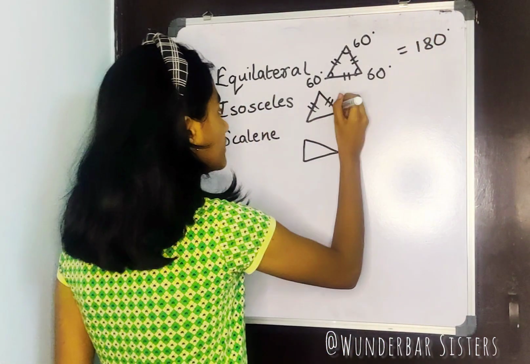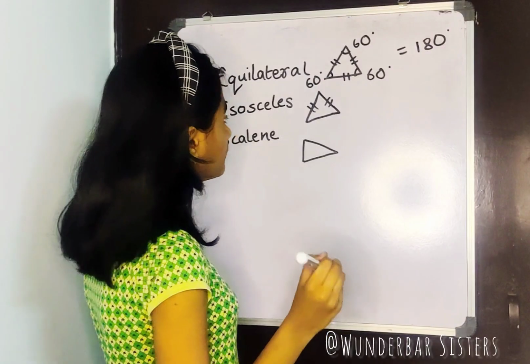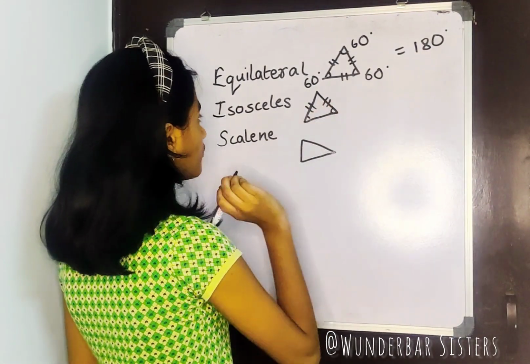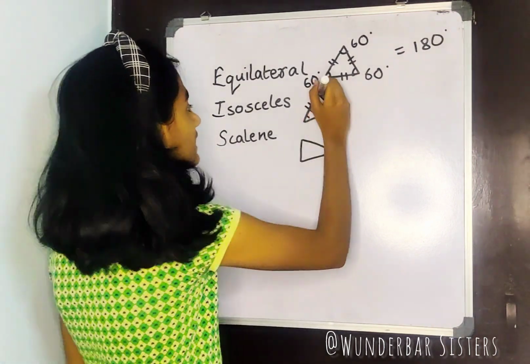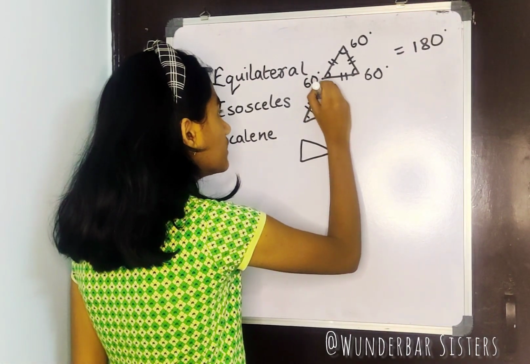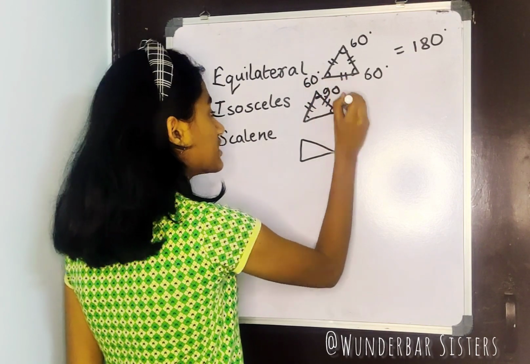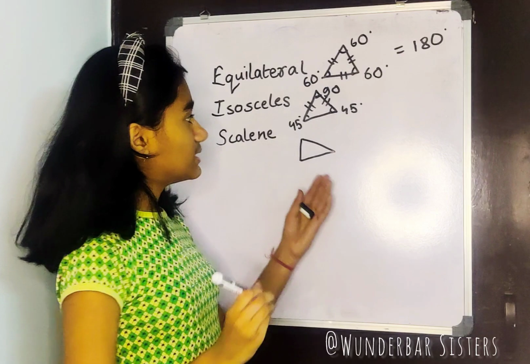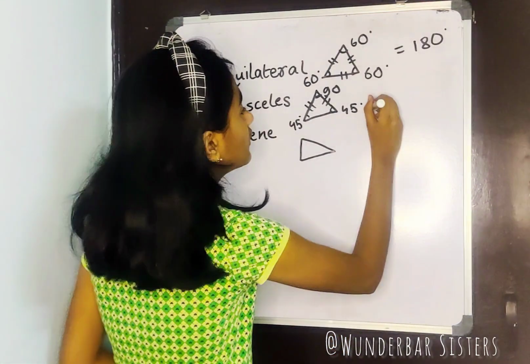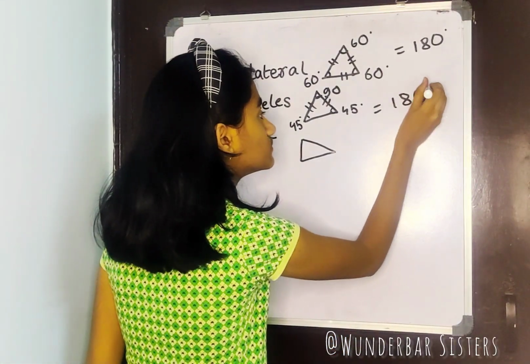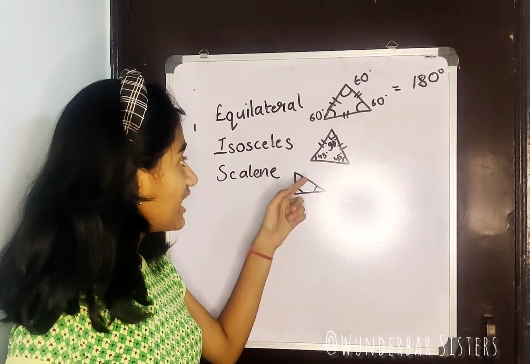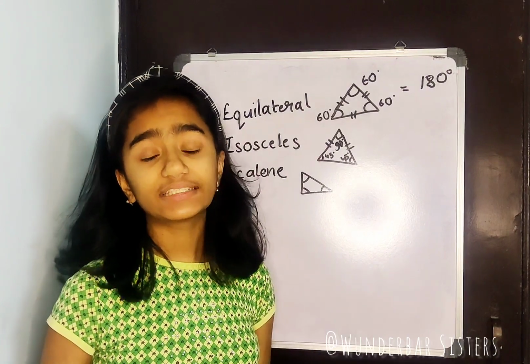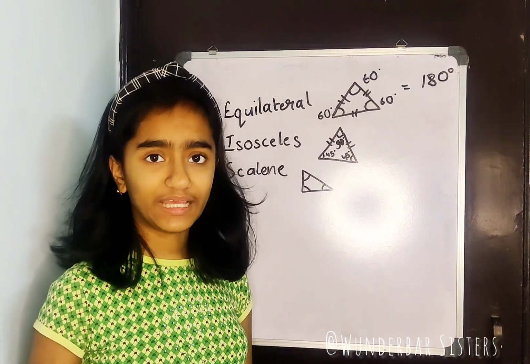Then for an isosceles triangle, for example, one of the angles we keep at 90 degrees and the remaining 2 are 45 degrees each. So the sum of all the angles will again be 180 degrees. Here, as I have taken 90 degrees as one angle, this will also be considered a right angle triangle, which I will be explaining later.